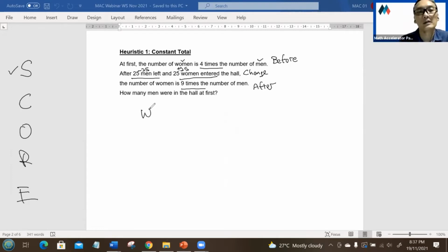First, we have the comparison between the men and women before the change. We were told there are 4 times as many women compared to men. So it's 4 is to 1.